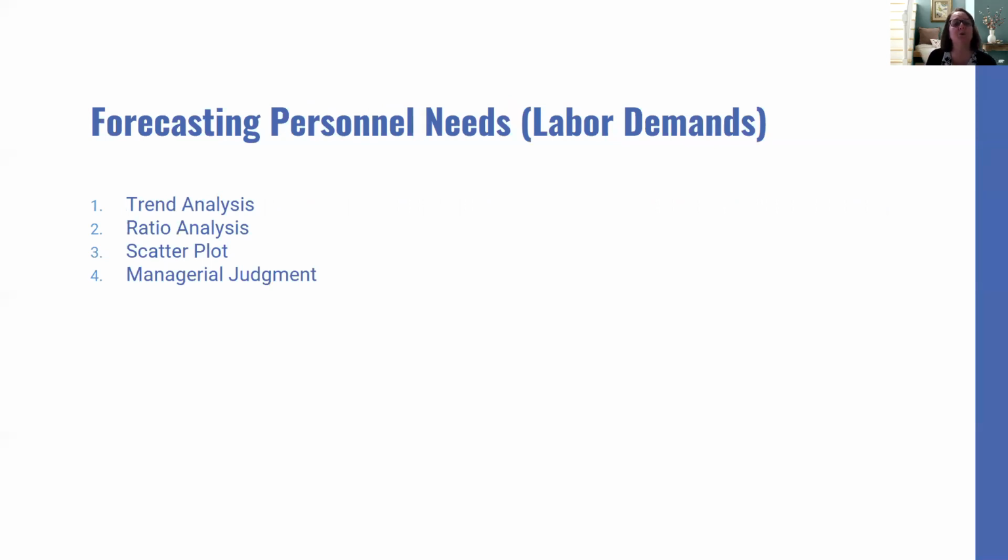So forecasting personnel needs or the labor demands. They look at trends, they look at ratio analysis, they may do some scatter plotting, they'll do some managerial judgment, but the bottom line is they need to know, they need to predict, and they need to have people in the pipeline ready to go so that there isn't very much downtime.